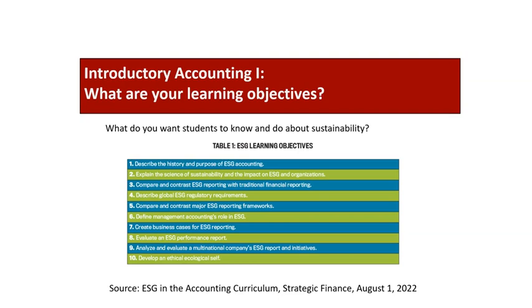So I focused on 1, 3, and 6, because I'm dealing with introductory students. They're just starting out. I just want to teach them about ESG, which is environmental, social, and governance reporting. Have them compare and contrast what's been done before, traditional financial reporting under GAAP, and this new ESG reporting that's coming out. And then number 6, how can they see themselves in this space as a business person in sustainability?